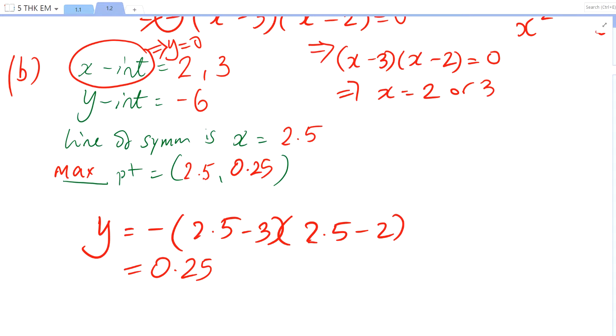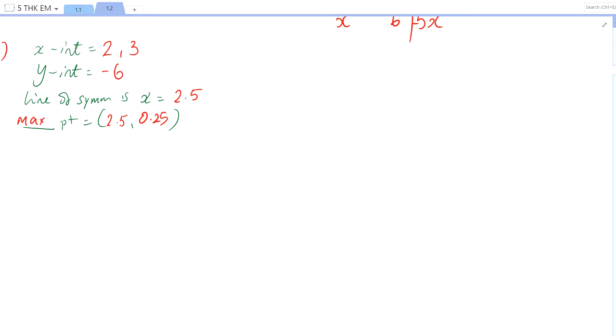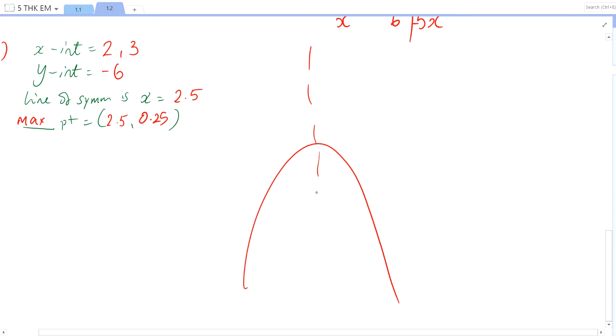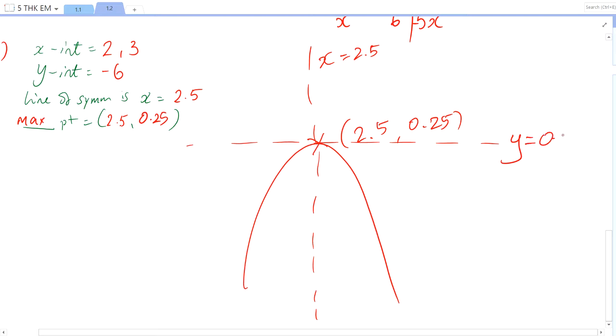Okay, so now I will sketch the graph. This is the maximum point, so the parabola opens downwards. I've got my line of symmetry, which must be x equals to 2.5. So the turning point has x coordinate 2.5 and y coordinate 0.25. So my horizontal line over here will be y equals to 0.25.